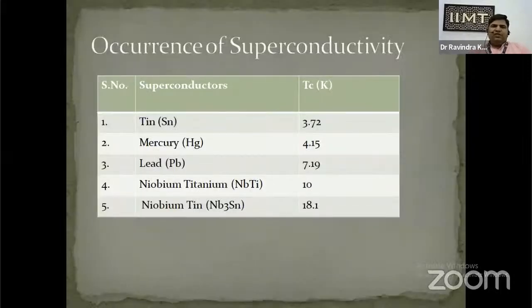Now we have several materials which can be utilized as superconductors. A few of them are given below. Tin at 3.72 Kelvin can work as a superconducting material. Mercury at 4.15 Kelvin, lead at 7.1, niobium titanium at 10 Kelvin, and niobium tin at 18.1 Kelvin can be used as superconducting materials.